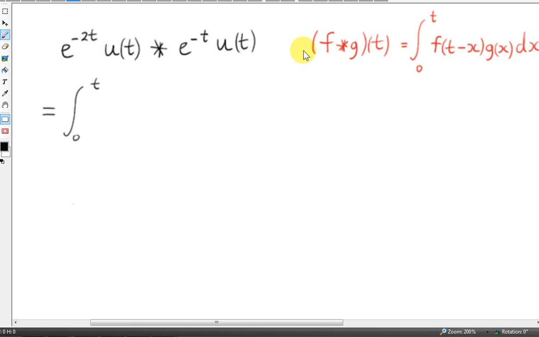So our first function is f, and we have to get f at t minus x. So we replace t with t minus x in our first function, which is e to the minus 2t times u of t. Then we must multiply by g of x. So our second function here is g of x. So we just replace t with x.